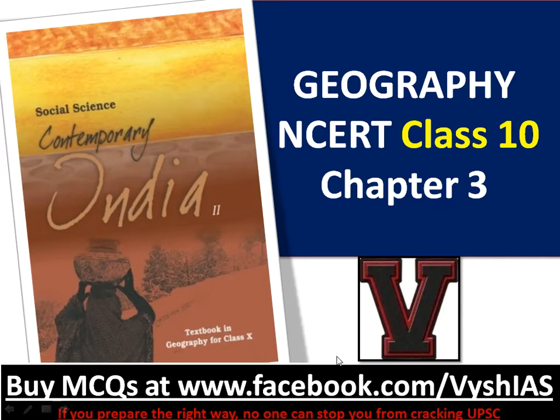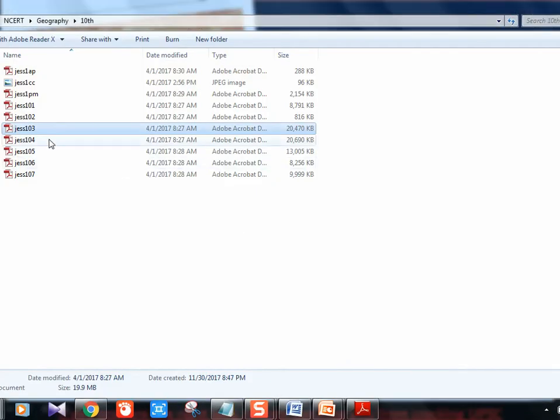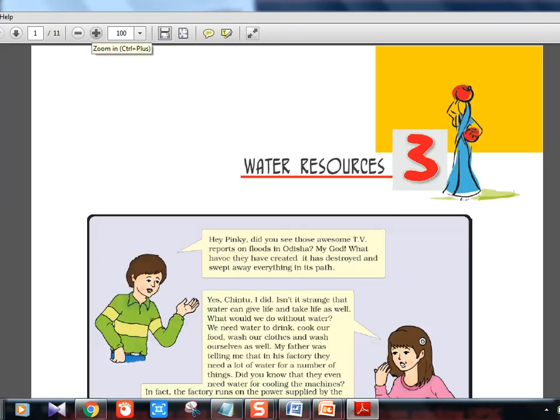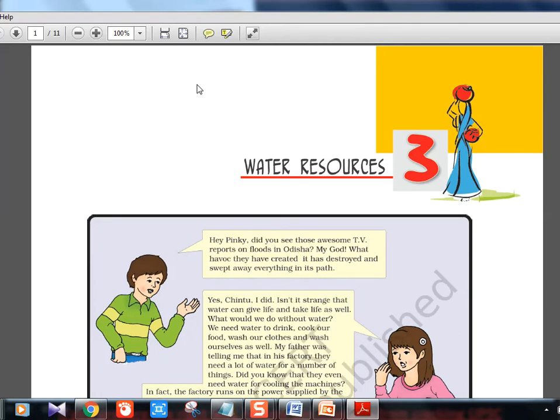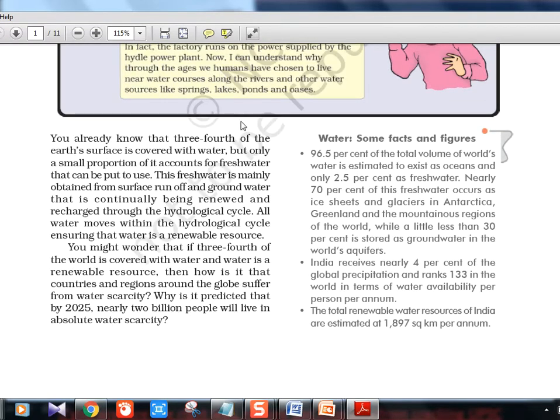So let's begin the chapter. Sorry, Class 10, Chapter 3. PDFs are available on the NCERT website, please download them from there. Okay, water resources. So here, the story we don't need. We'll begin with the actual content.